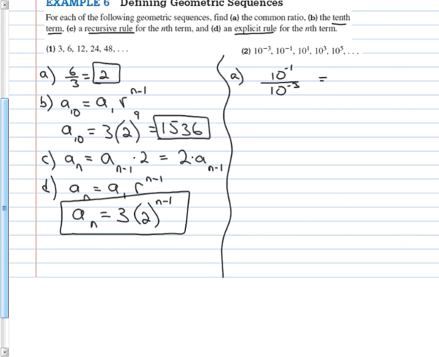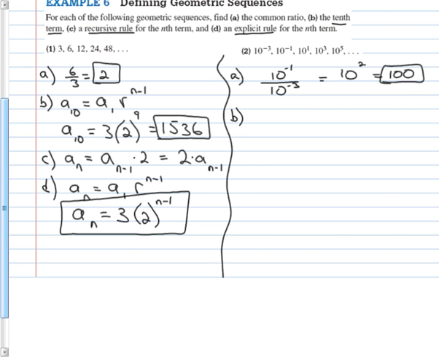I subtract the exponents. Now to get a ratio, remember I took a number and divided it by the one before. That's how I figure out what I'm multiplying by each time. So this would be 10 squared, -1 minus a -3, or 100. You can call it either way, I guess.